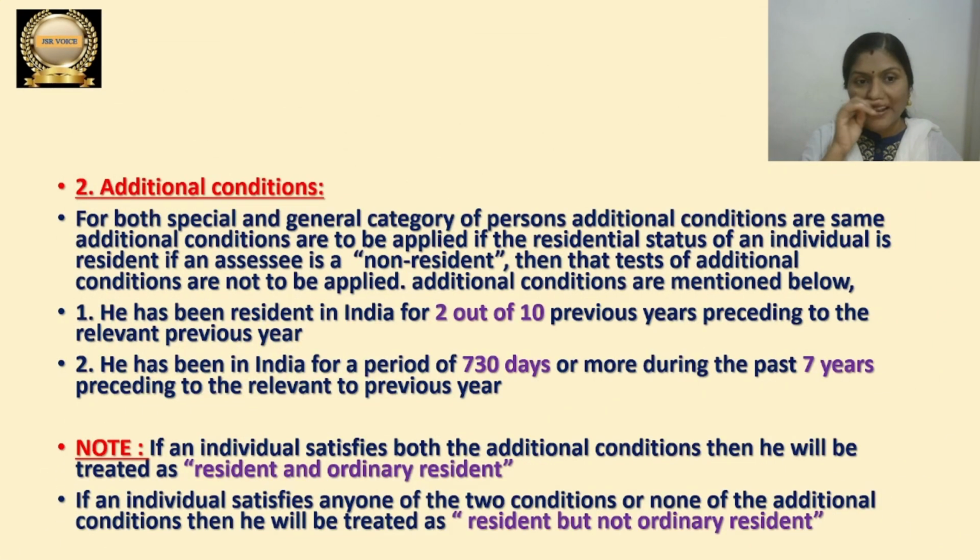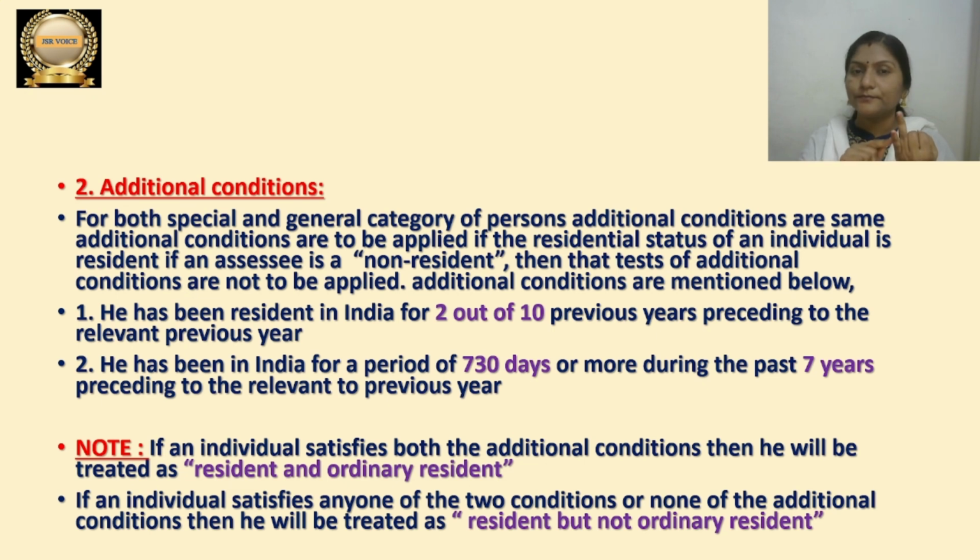So here are our additional conditions. For both the special category and general category persons, additional conditions are same. When a person is resident, then only we will apply these additional conditions. Why? We want to determine whether he is resident and ordinary resident or resident but not ordinary resident. So for determination of these two, we have to apply additional conditions.